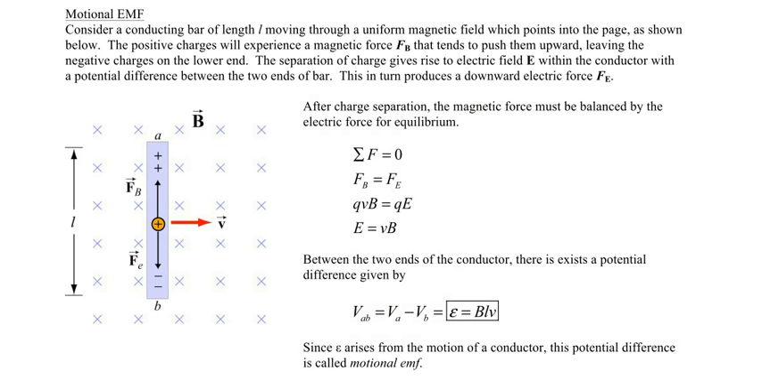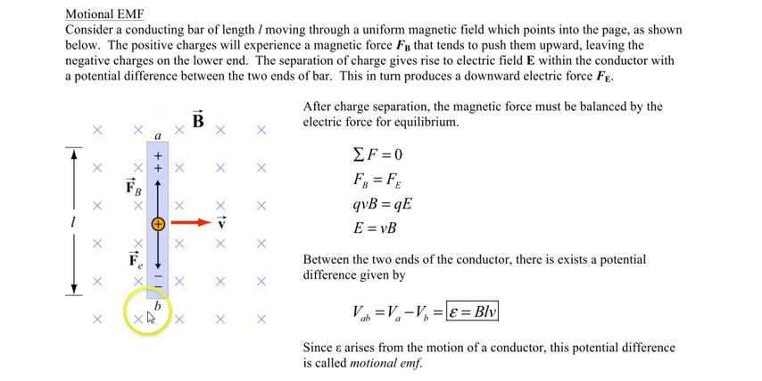Now, the electrons are the ones that are free to move in the rod. They would move in the opposite direction, going downwards, opposite to the positive charges. So the magnetic force pushes them downwards so that in the end, a lot of electrons will accumulate at the lower end, giving point B a net negative charge and point A a net positive charge.